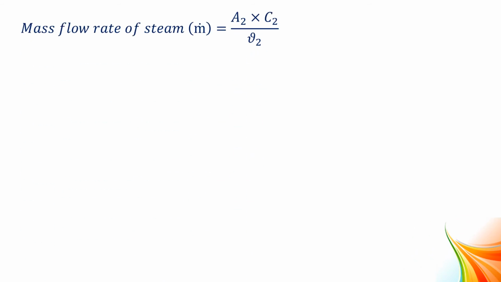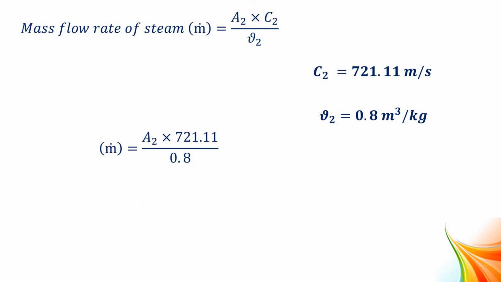Now we have to substitute the values of velocity C2 and specific volume V2 in the mass flow rate equation. So we get mass flow rate m dot equal to 901.38 A2. So A2 we cannot find out. The diameter of the nozzle at the exit is not given in the problem, so we cannot find out the value of A2. So we have to write the mass flow rate in terms of A2. Mass flow rate equal to 901.38 A2.